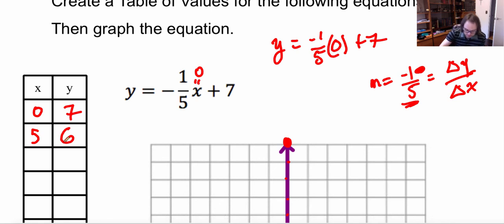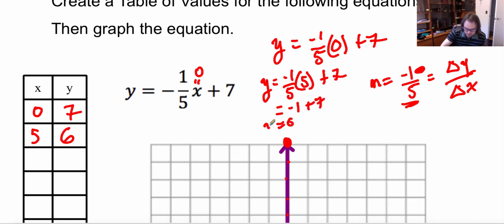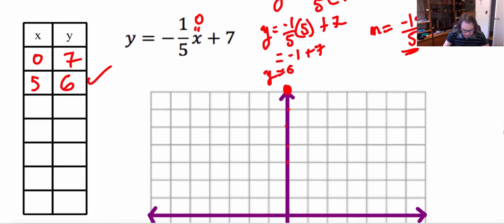Let's see if that's true. I'm going to quickly plug that into this equation. y is equal to negative 1 over 5, and we're going to put in 5 for x. So I'm going to put a 5, and then I'm going to go plus 7. So what is negative 1/5 times 5? That's going to be negative 1 plus 7, which is equal to 6. So I get y is equal to 6. So that is true.